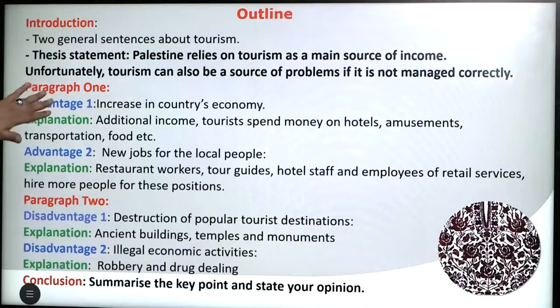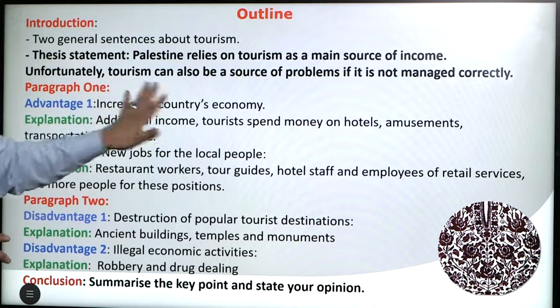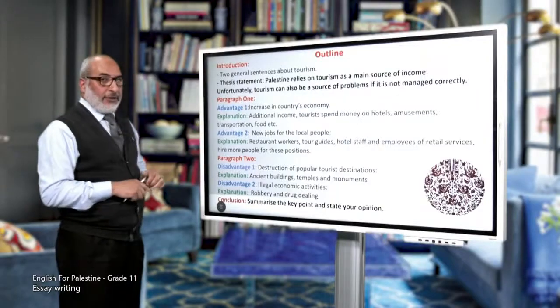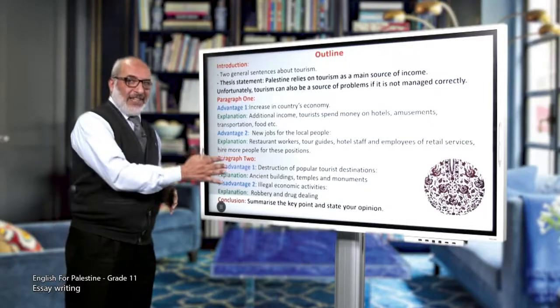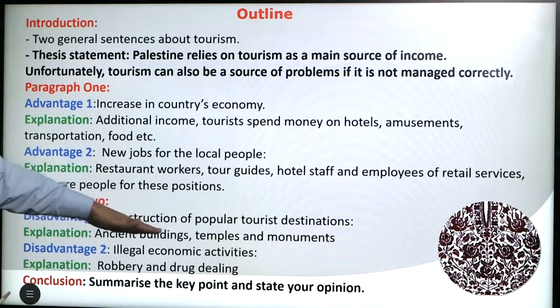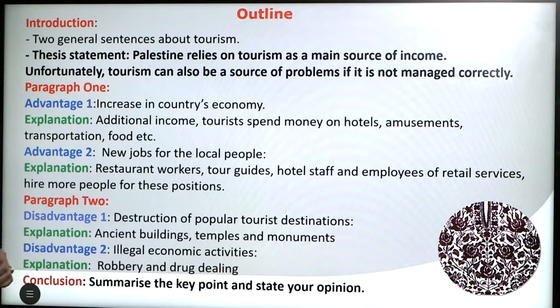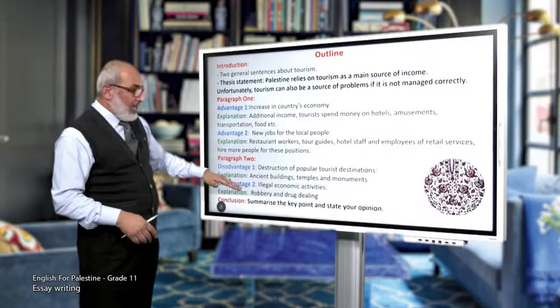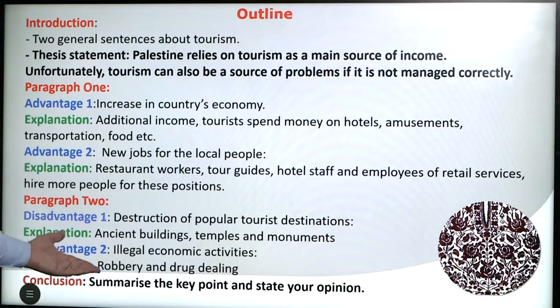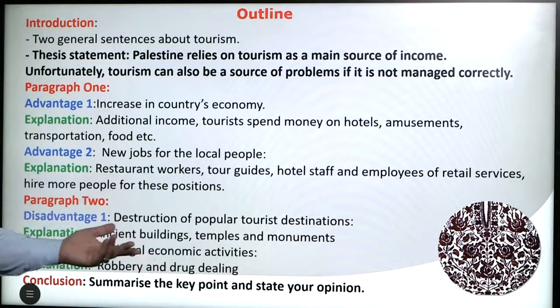So in paragraph 1, you have to write 2 advantages. Say advantage 1 and explain it. Say advantage 2 and explain it. And then move to paragraph 2. In paragraph 2, you are going to write about disadvantages. Again, write about disadvantage 1, which is destruction of a popular tourist destination. Explain it like I give you here ideas, ancient buildings, temples, monuments, etc. Okay, and then write about the second disadvantage, which is illegal economic activities. Explain it by giving examples, robbery and drug dealing, for example.